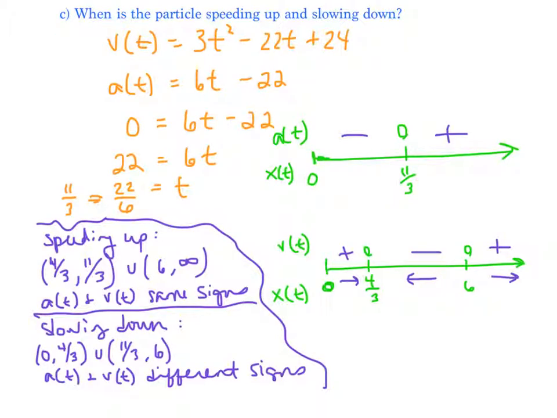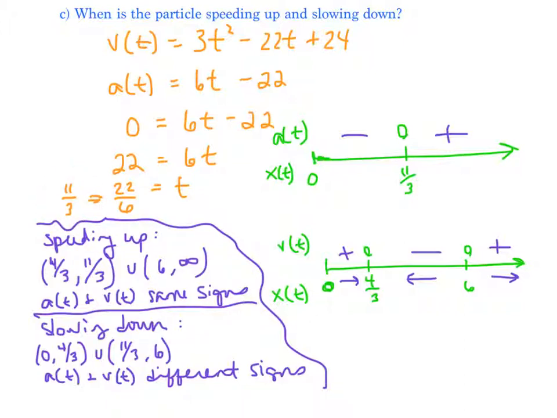Okay, so once again, let's take a look at our work and compare. You first should have found your acceleration function, which is 6t minus 22. Set that equal to 0 and solve for t to get your critical value. So t is 22/6, which of course is the same as 11/3.